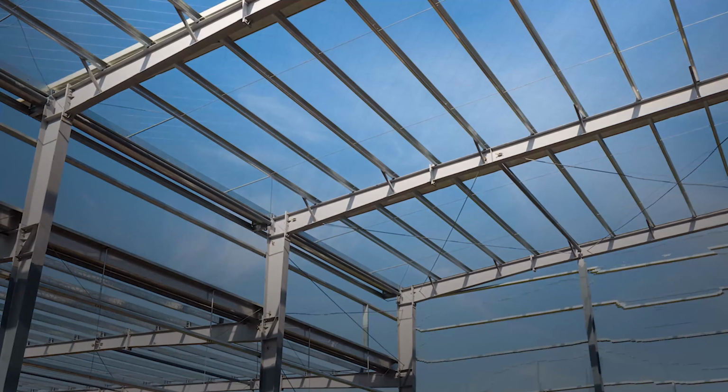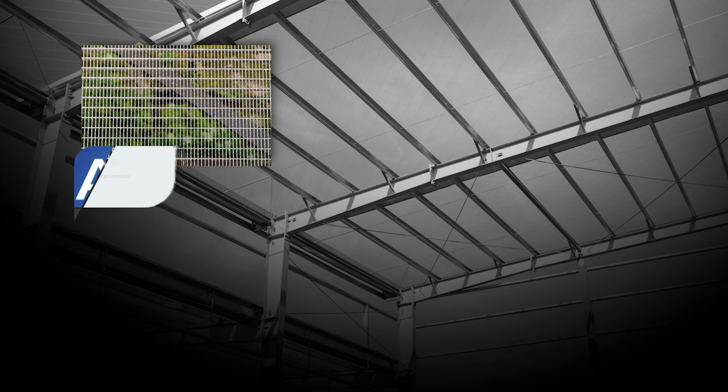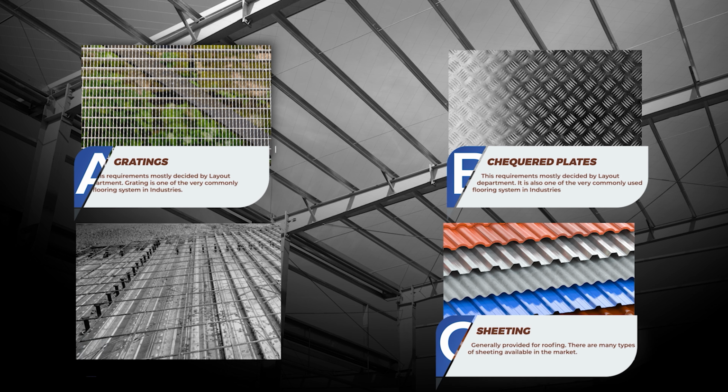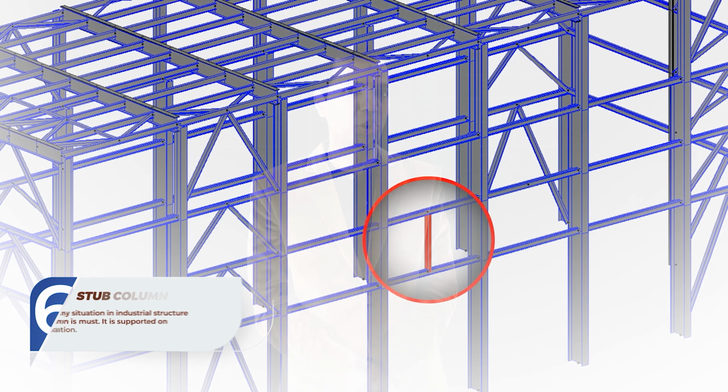In industrial steel structures like technological structures, pipe rack, etc., we cover layout of structures including secondary beam layout, which in fact is dependent upon the floor system being supported above it, which could be grating, checkered plate, sheeting or metal deck. So we need to understand all these flooring systems, their span directions, stiffener arrangements, how to study their catalogs and load distribution. We will also talk about the necessity of stub column and concepts of its orientation.